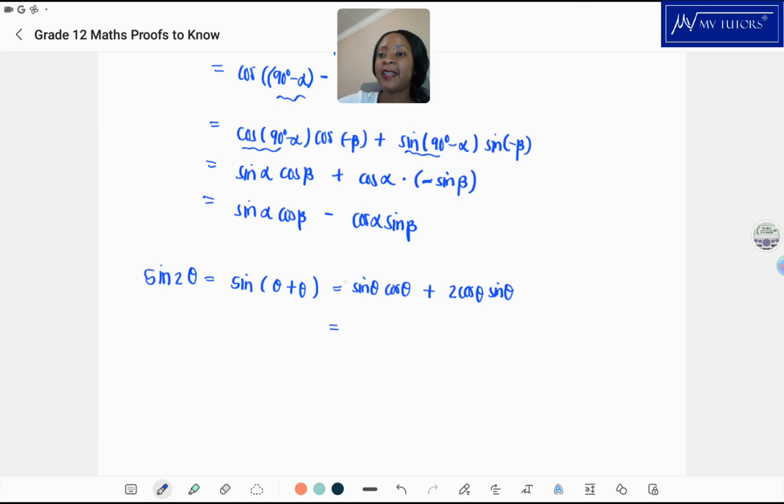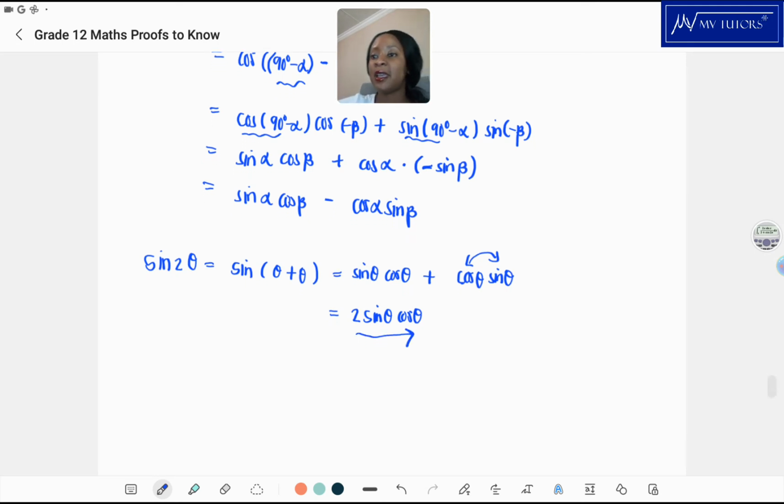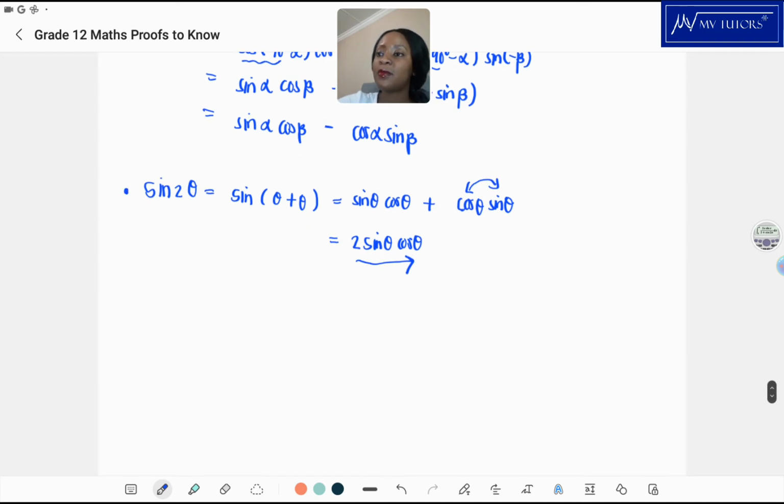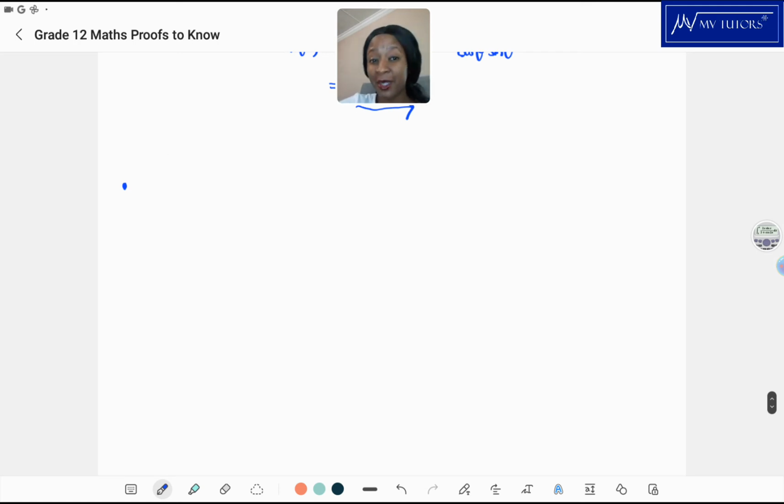So if we simplify that, no, why did I put a 2 here? I'm already jumping the gun. Okay, so if I have sine theta cos theta plus cos theta sine theta, I could swap this around, basically. So I would have sine 2 theta equals 2 sine theta cos theta, or 2 cos theta sine theta. Okay, so that is how you would get that one over there. If you were now to show the double angle for cos, that's where you have 3 options, remember?